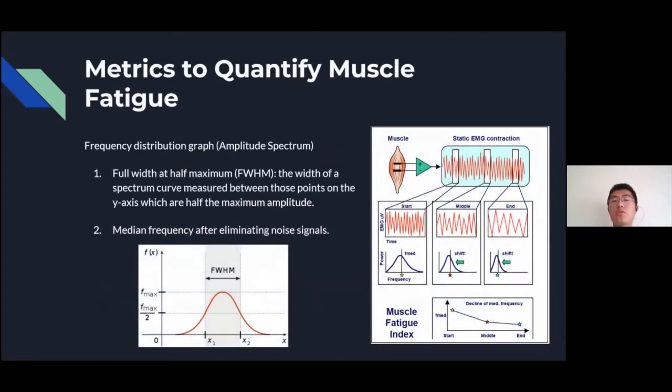Here are some metrics to quantify muscle fatigue. Before that, I would like to introduce a concept. It's called frequency distribution, or we can call it amplitude spectrum. It is used to describe the power of the signal in different frequency ranges. The first metric we use is full width at half maximum, FWHM, the width of a spectrum curve measured between those points on the y-axis which are half of the maximum amplitude. And the second one is the median frequency. We use the frequency after we eliminate the noise signals.